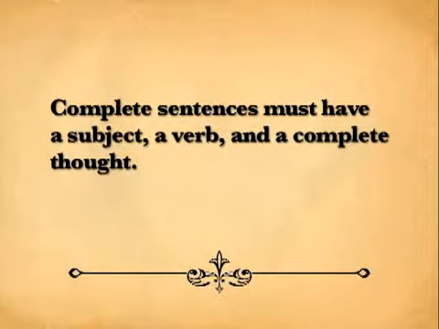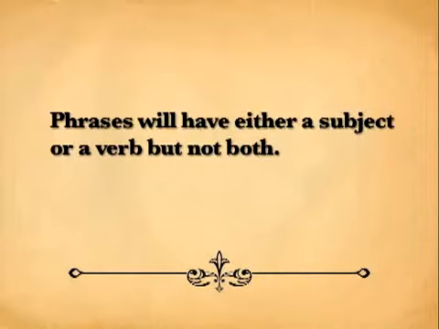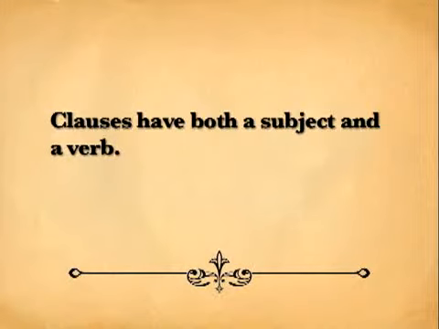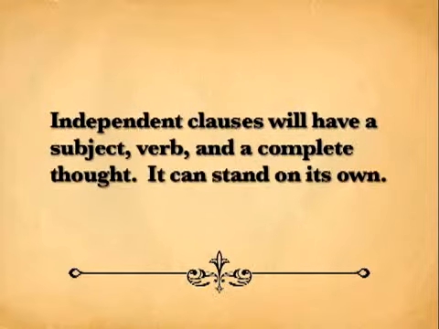So to recap some important ideas about sentences, phrases, and clauses. Complete sentences must have a subject, a verb, and a complete thought. A phrase will either have a subject or a verb, but not both. One or the other will be missing. A clause will have both a subject and a verb. But there are two kinds of clauses. An independent clause has a subject and a verb, as well as a complete thought. An independent clause is a complete sentence or a main clause and can stand on its own, hence independent.